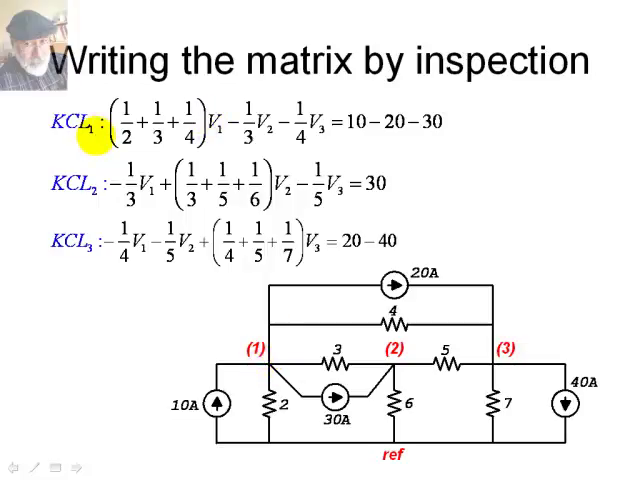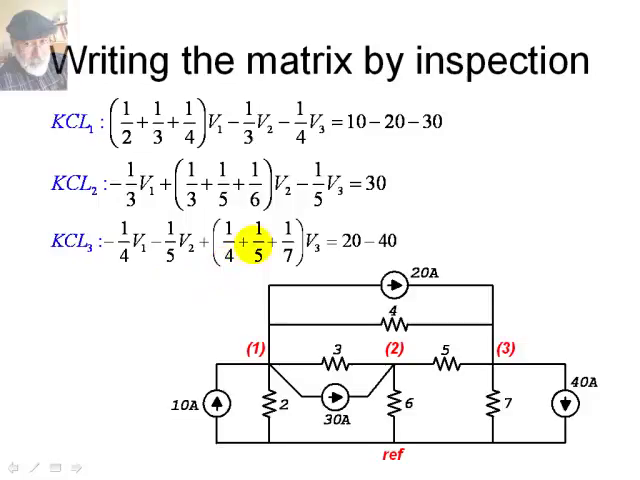Let's find out the coefficients of the hosts of the other two equations. For KCL2, the coefficient of the host is this, and that is indeed the sum of the conductances connected to the node: 1 over 3 plus 1 over 6 plus 1 over 5. Positive number. Let's go to the third equation, but I think you're getting the idea, eh?